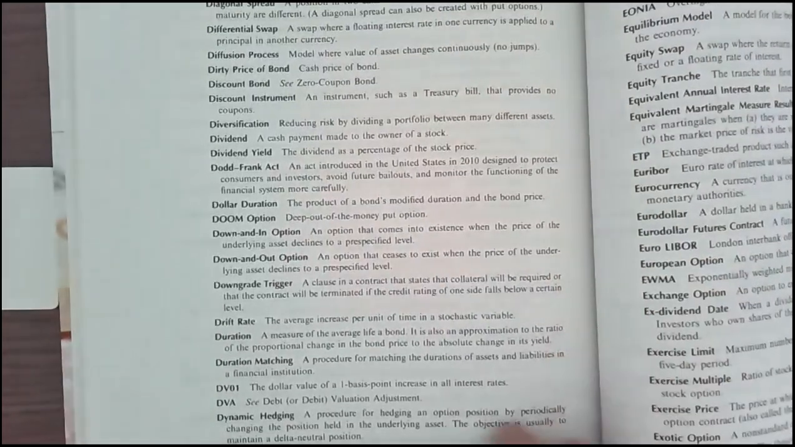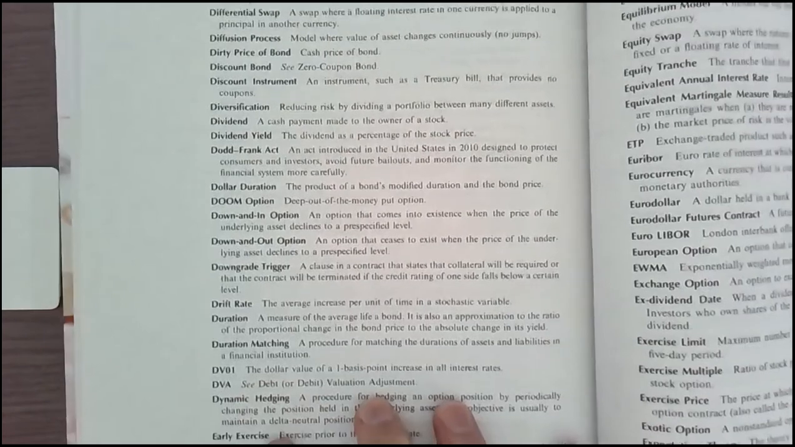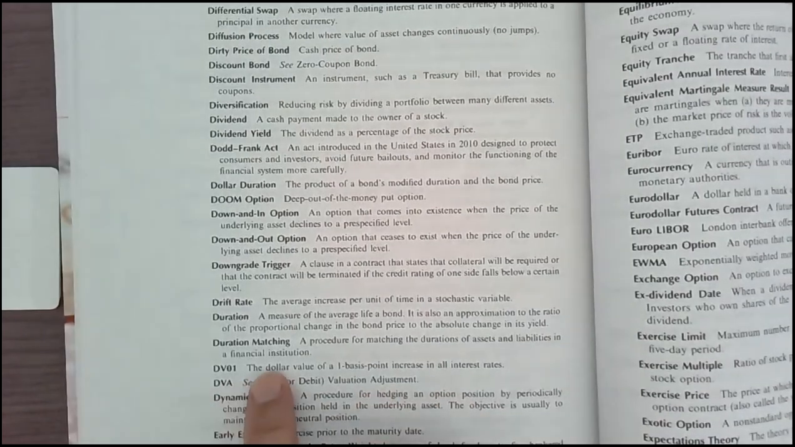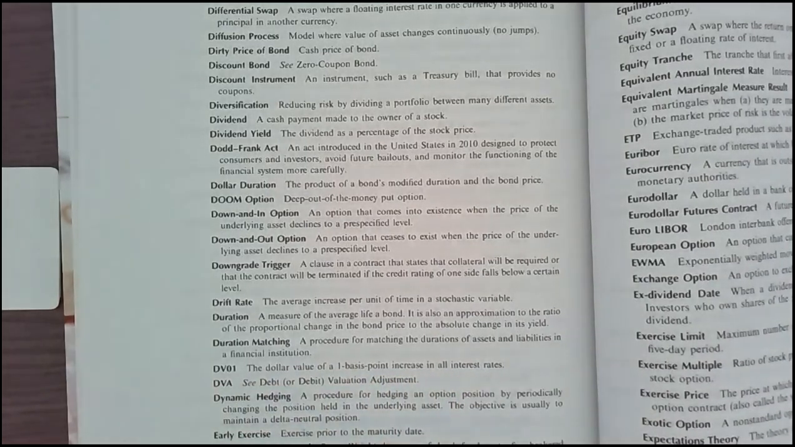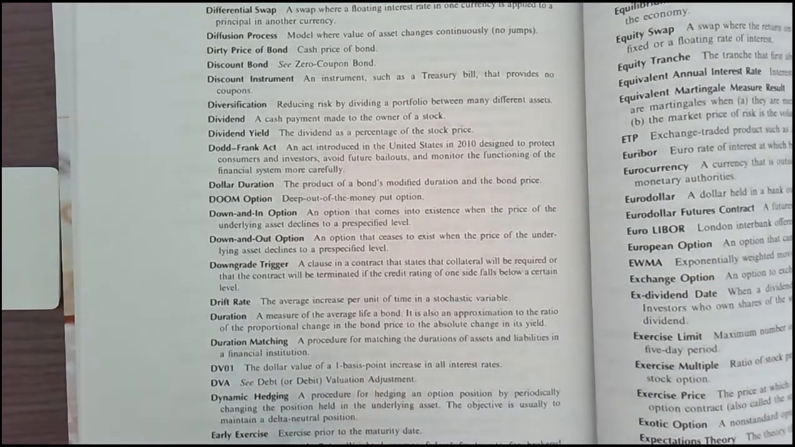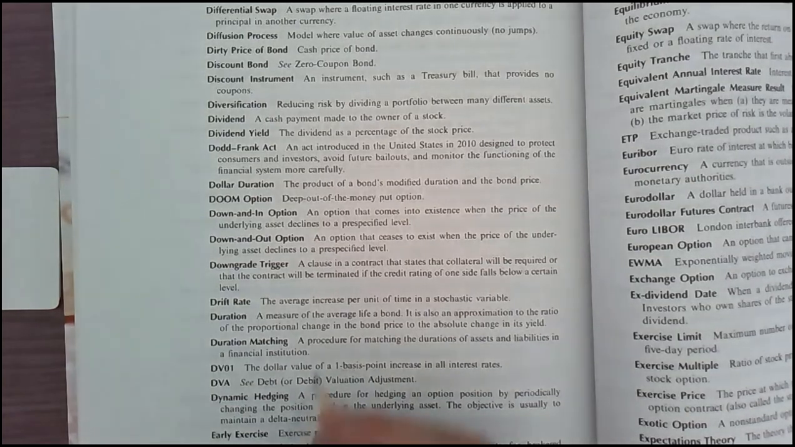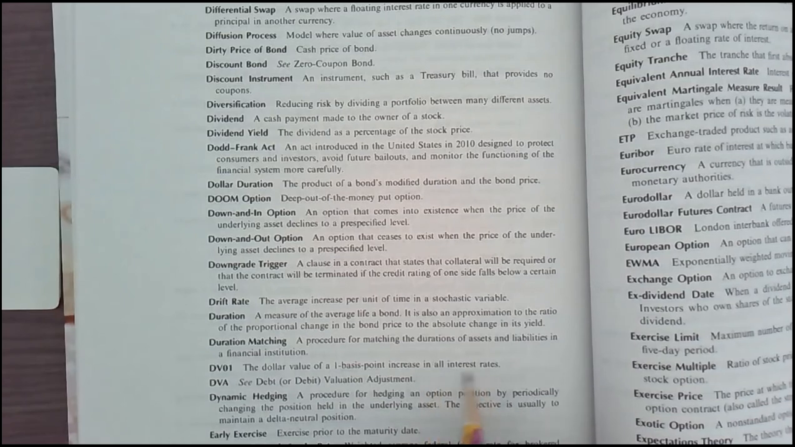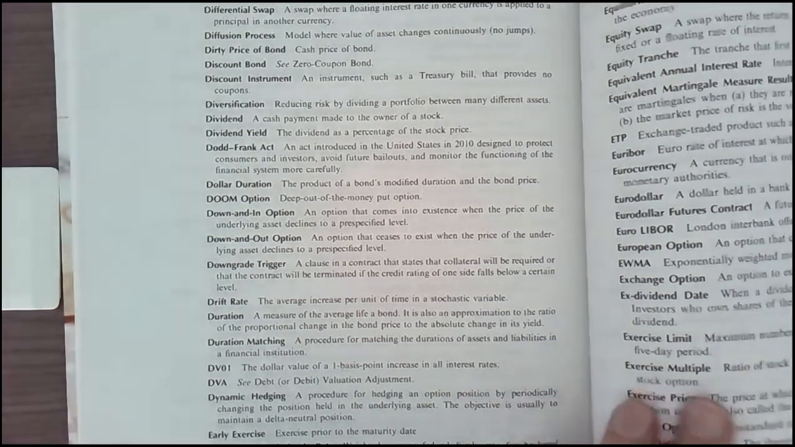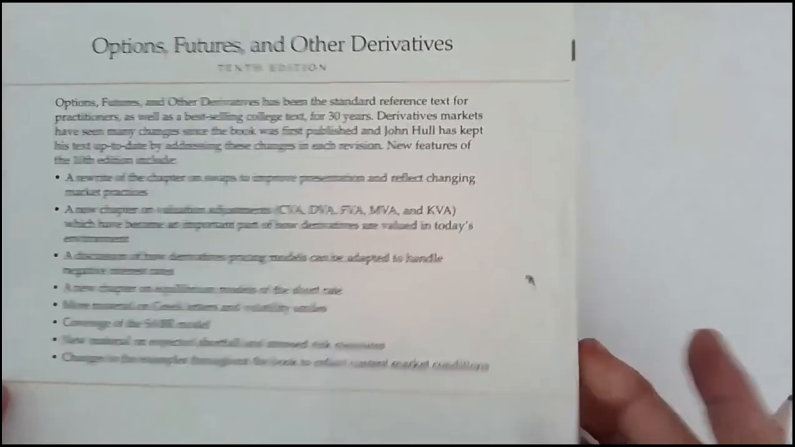DVO1, this is down here. He says DVO1 is the dollar value of a basis point increase in all interest rates. Okay. Alrighty, so there's something with a basis point here. A basis point is 1/100 of a percent. So this is a small, teeny tiny change, and in all interest rates. Okay, so let me see if I can get this to work in an example.